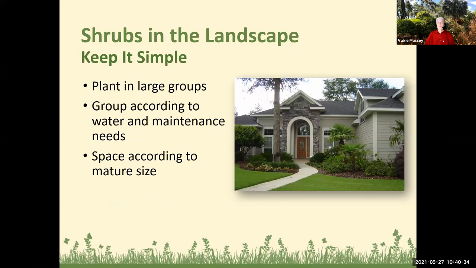Shrubs in the landscape: you want to plant in large groups, group according to water and maintenance needs, and space according to mature size. Again, you may start with a smaller plant, but how big is that shrub going to be? Viburnum can get up to 12, 15 feet tall. But if you're putting it right next to your house and want it to stay under a window, you're going to be constantly pruning that plant. So think about where you're going to put it and why, and what size you want it to be.